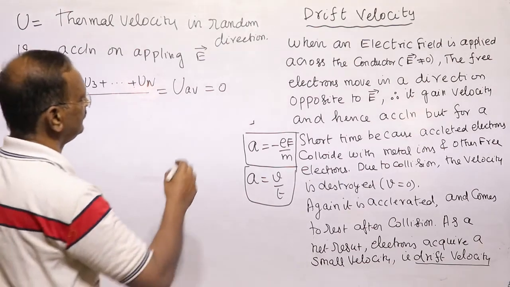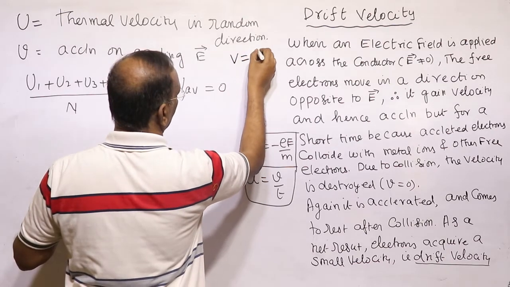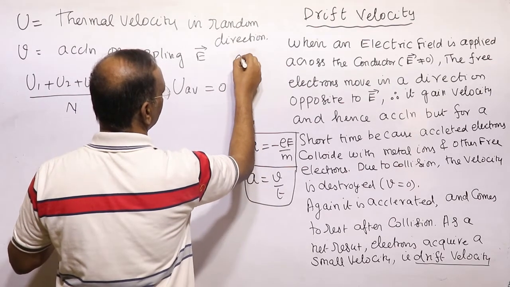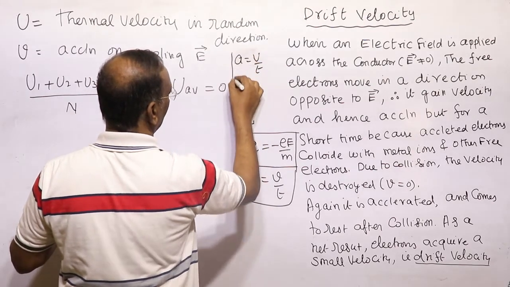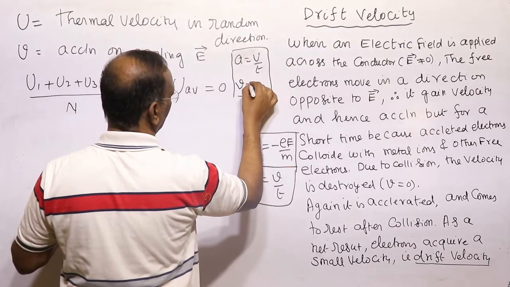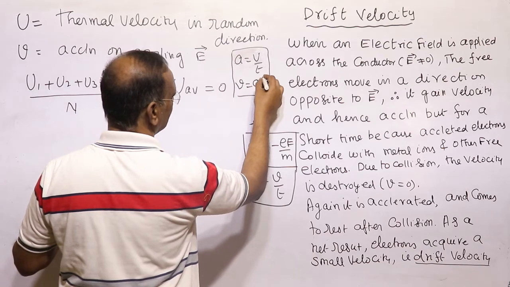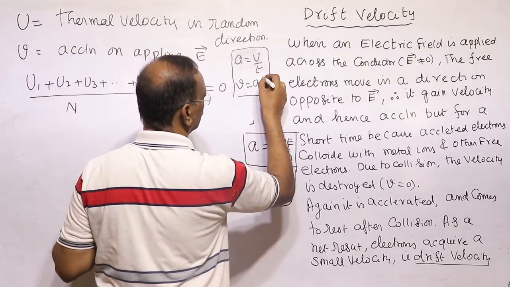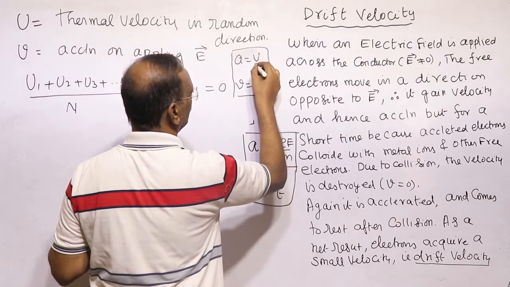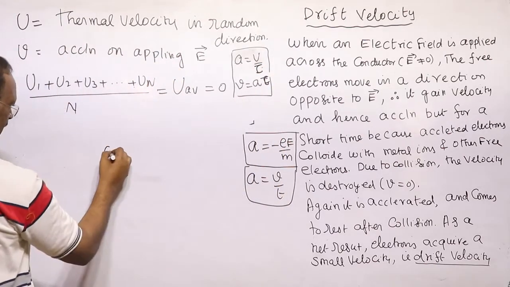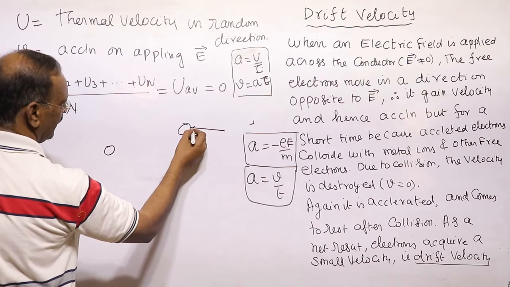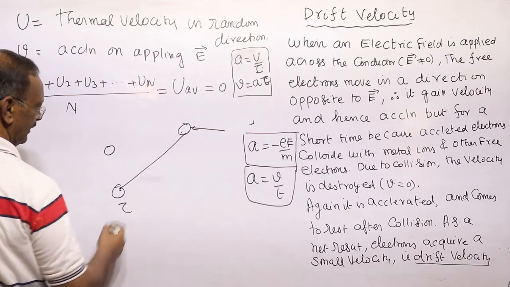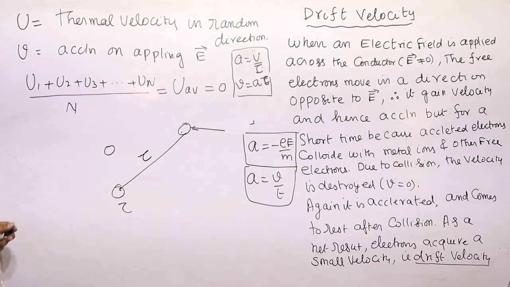As we know, acceleration is equal to velocity by time, so the velocity acquired on applying the electric field is equal to acceleration into time. This time we represent by tau. Suppose an electron is coming here, hits here, and after that again hits here. The time taken between two successive collisions is called the relaxation time, tau.